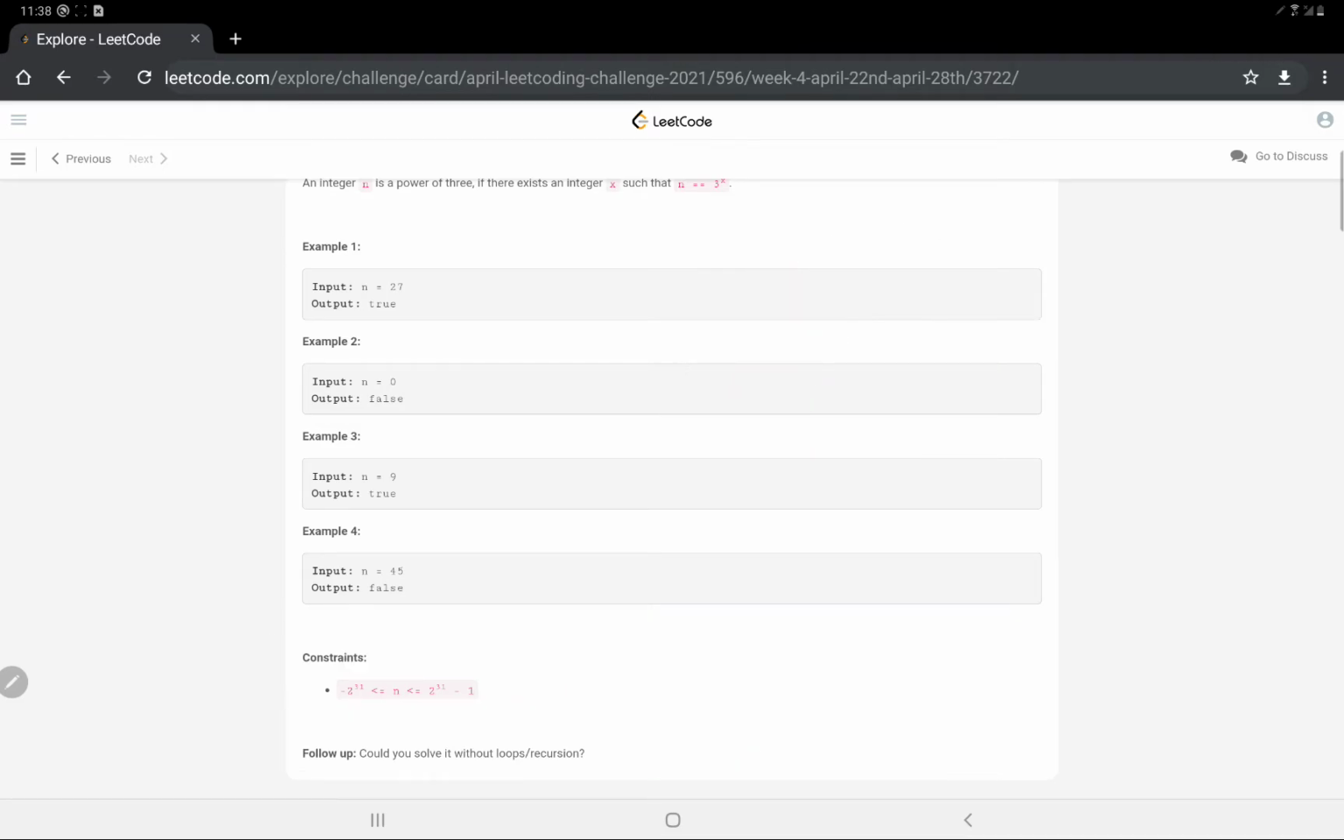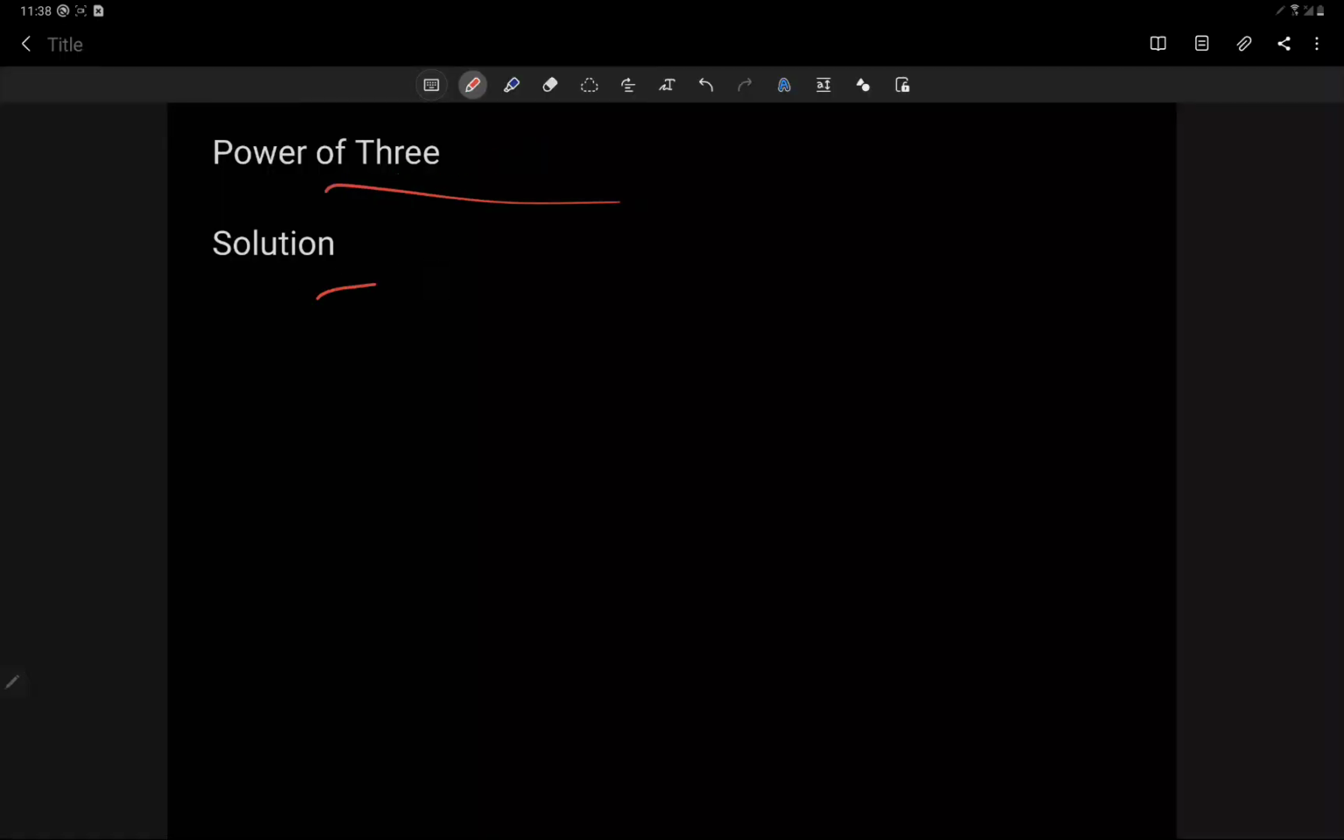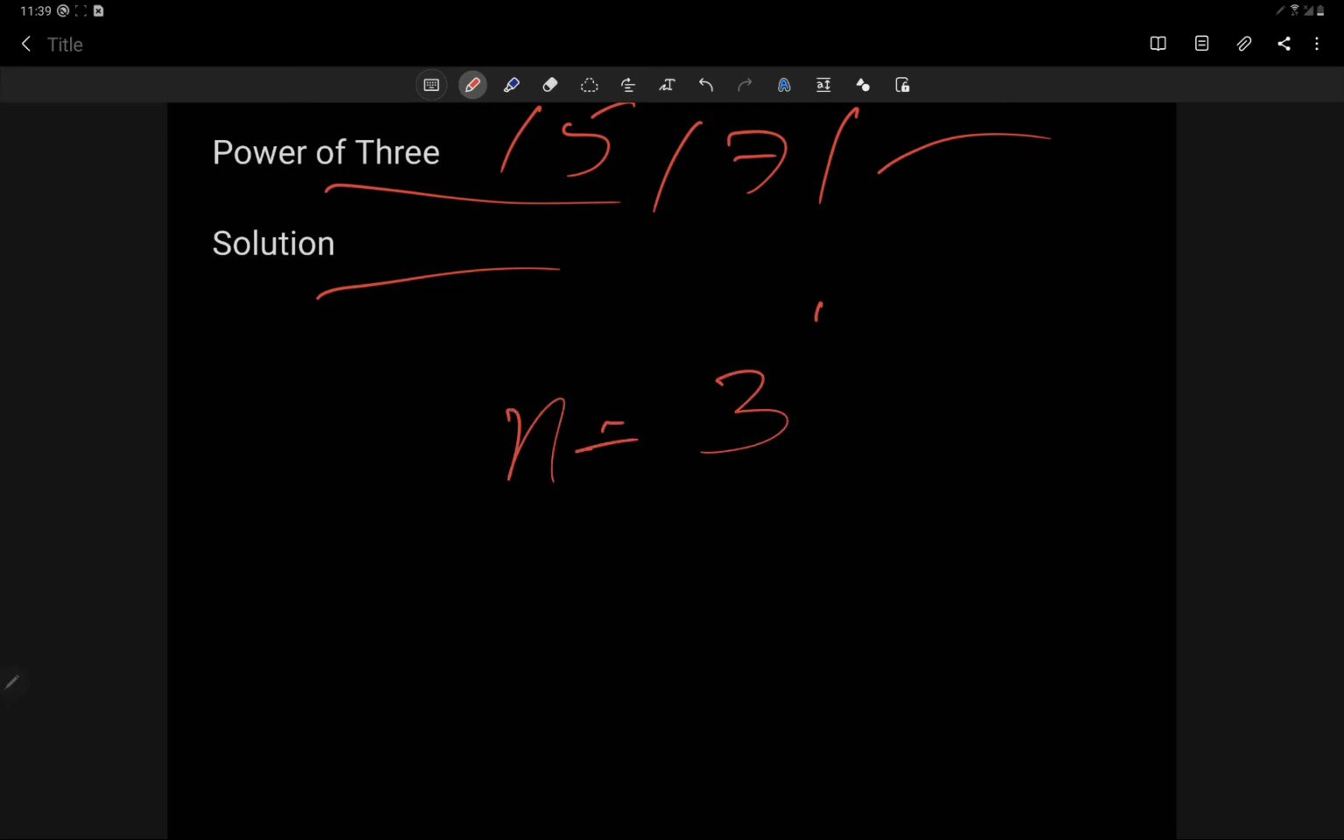For the question power of 3, the general question can be power of 5 as well, 7 as well, and so on. The general approach is that n equals 3 to the power i. Basically we have to find out whether i exists or not. If i exists, then we have to return true. If i doesn't exist, then we have to return false.